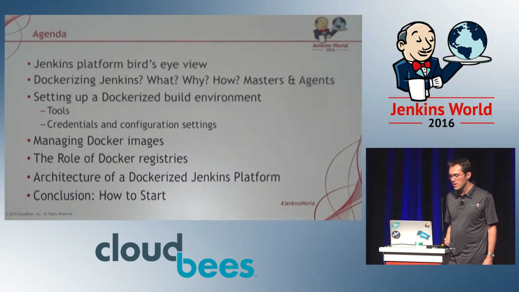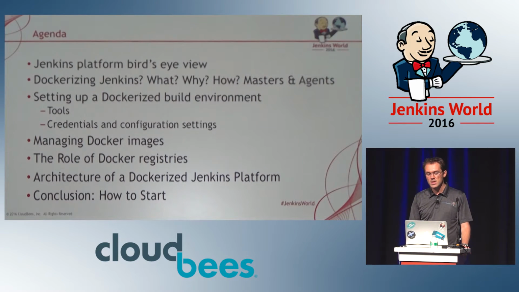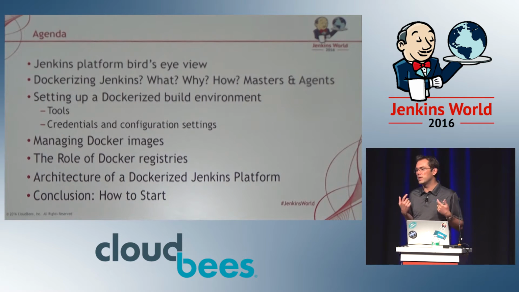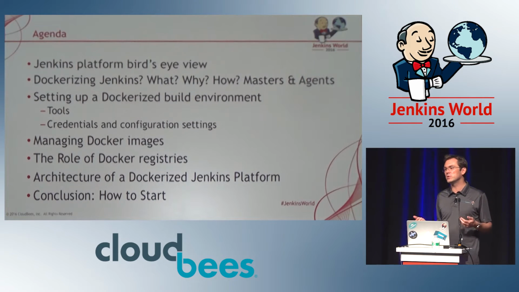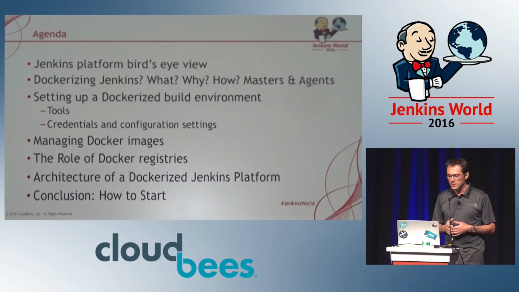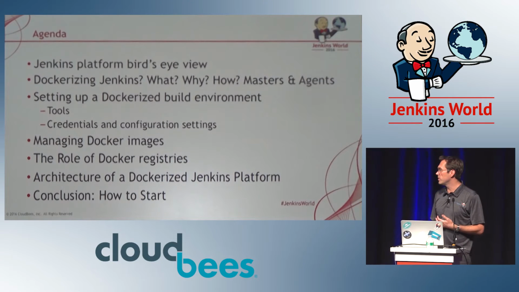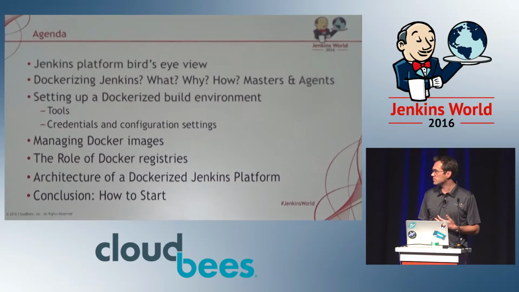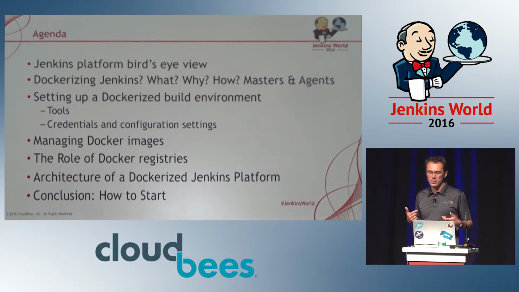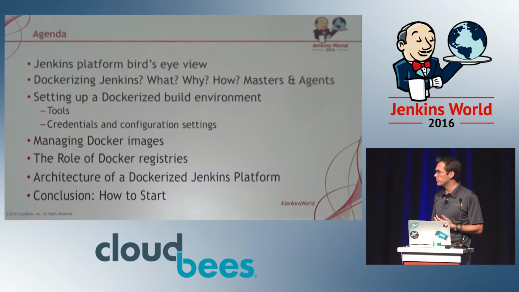Once we have seen this, we will see something which is very important, which is how to set up these environments, how to customize your build agents, how you install and manage your tools, your credentials, your configuration settings. The way you manage these things is different on a Dockerized environment. Then we will cover how to manage the Docker images. It's also a very important part. We will see the role of the Docker registry in this new CI/CD platform. And I will propose you a model of architecture of this Dockerized Jenkins platform.